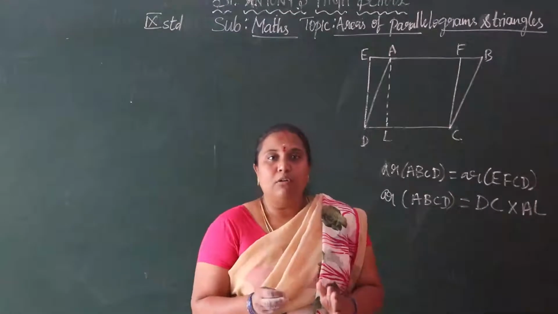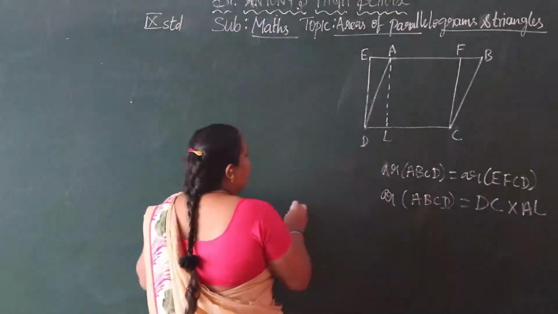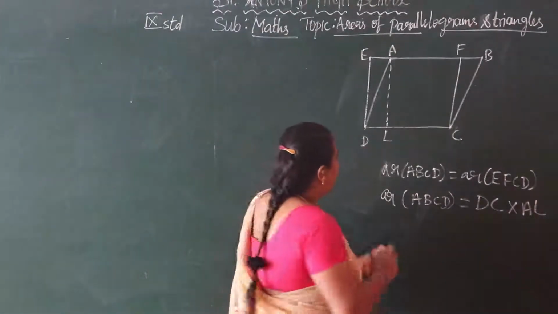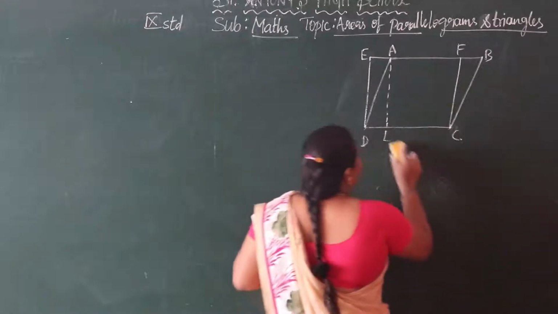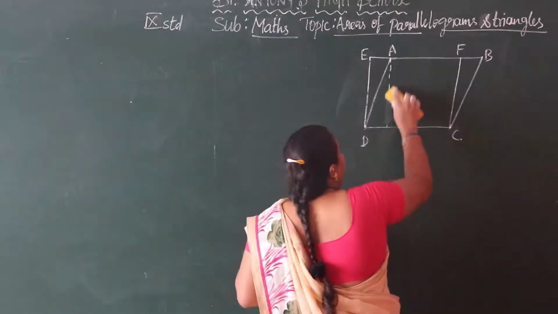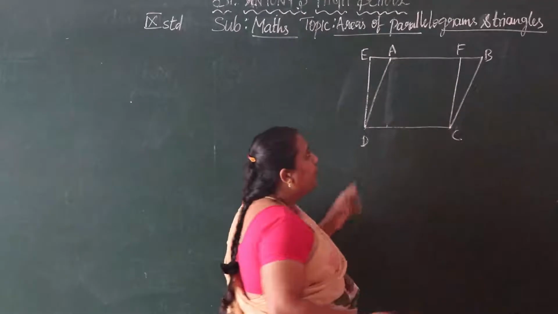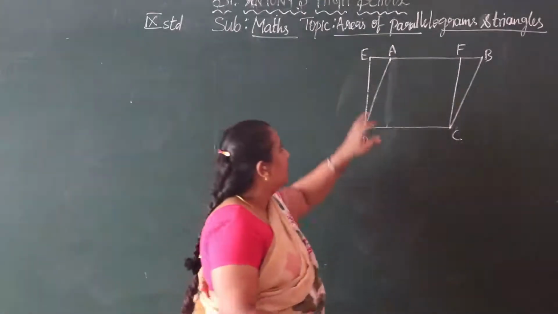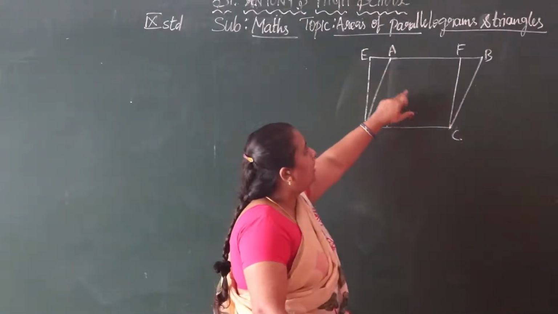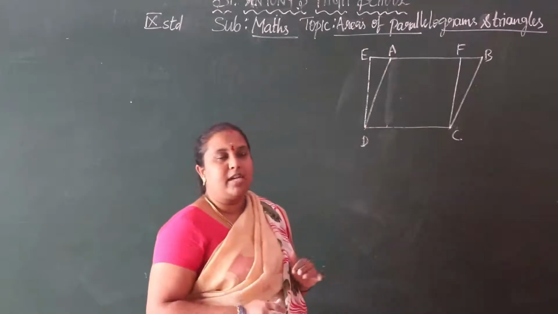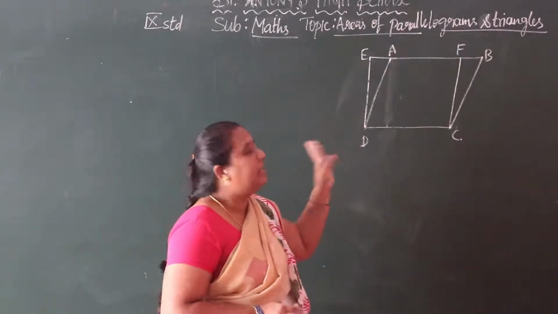So the two parallelograms are equal; this we can take. I am explaining first. Here we have two parallelograms, one is a rectangle and one is a parallelogram. ABCD is a parallelogram, EFCD is a rectangle.